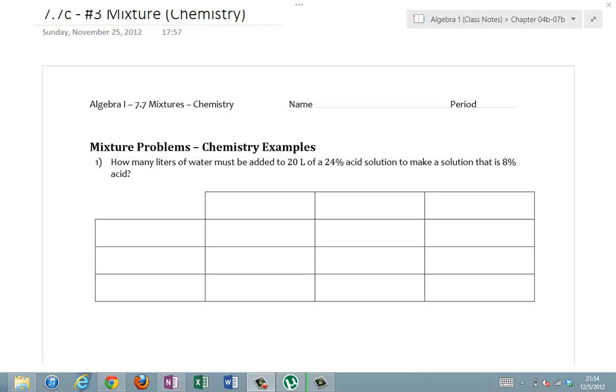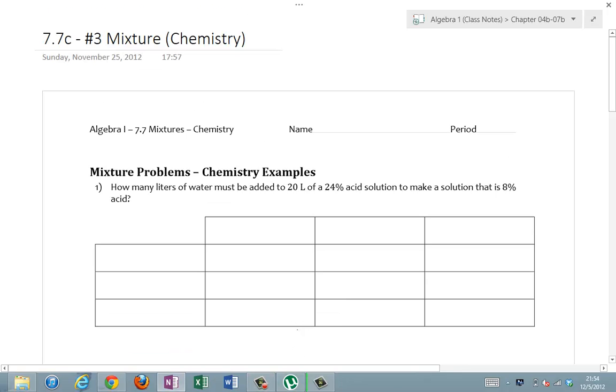Now we have the last type of problem, the mixture problem, the chemistry mixture problem. So none of you know real chemistry yet, but you're going to, so this is kind of a good lead-in, but it really helps to picture this. The key thing here is that water is 0% acid. Acid is 100% acid.